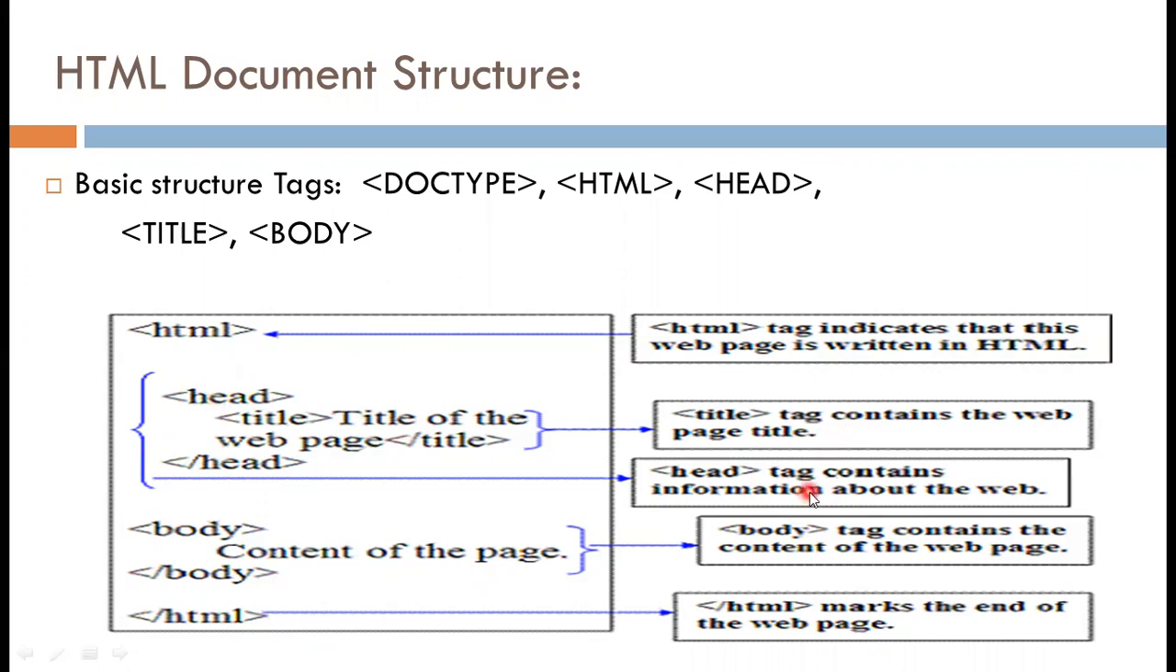The head tag contains information about the web page and is written after the html tag. Between the head and /head tag, the title tag is used and it contains the web page title, which is displayed in the title bar of the web browser. Body tag, it is the main tag of an HTML web page. It contains the content of the web page.